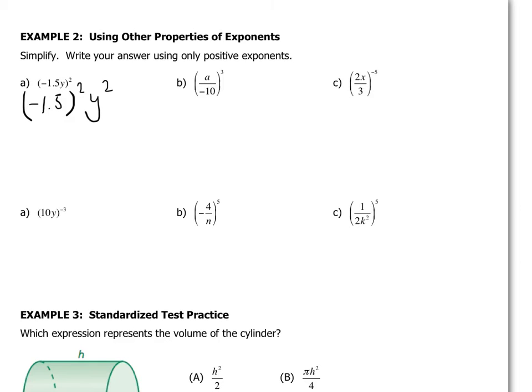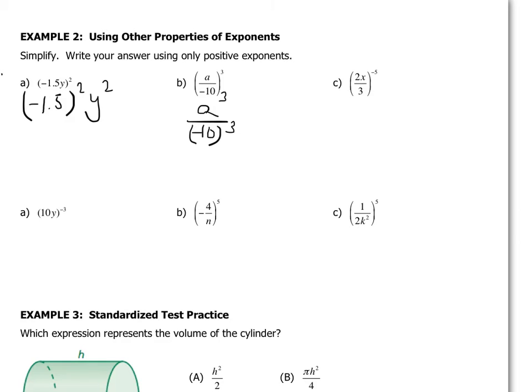On the second example, again, this is the power of a quotient. We have to remember on this one, a gets the 3, and also negative 10 gets the third. They both have to get the cube, or the third power. On the last one, we have the same idea. We actually have a little bit of a mixture of this. We kind of have a power of a product on top of a power of a quotient.